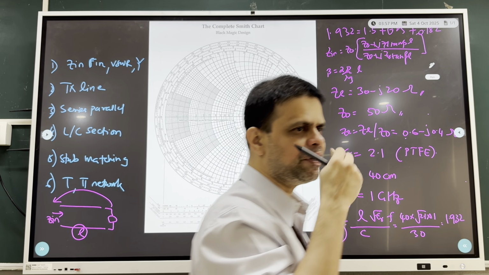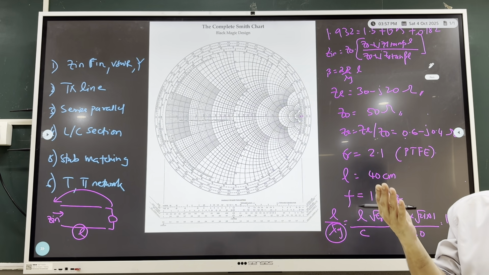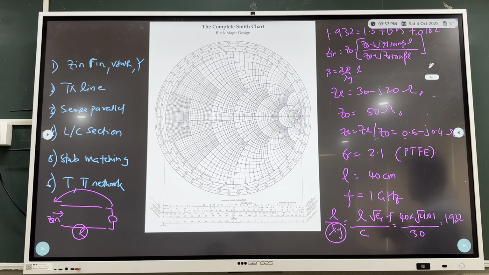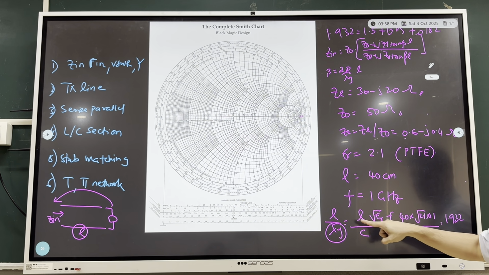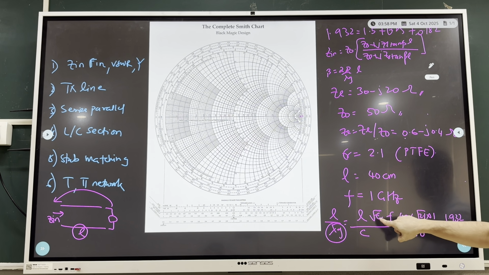So there is no specific value. The length of the transmission line is mentioned like 10 centimeters, 20 centimeters, but everything in the Smith chart is wavelength specific. Hence, we need to calculate what the L by λg value is. So the first step in attempting this problem is to calculate L by λg. Substitute the parameters; λg is basically c upon f root epsilon r. Substituting, you will get L by λg as 1.932.